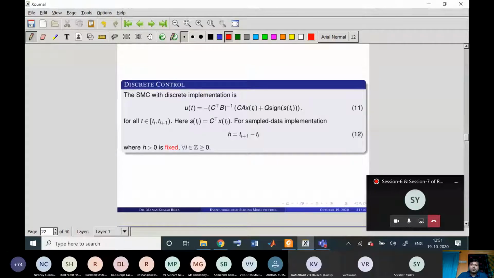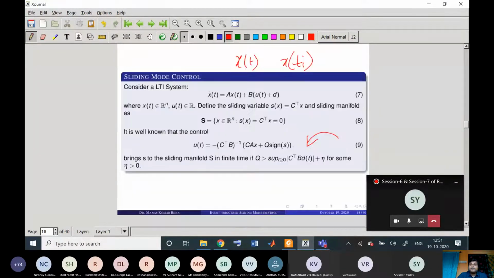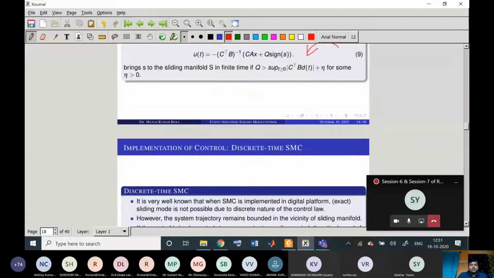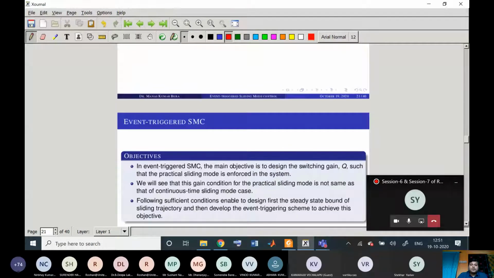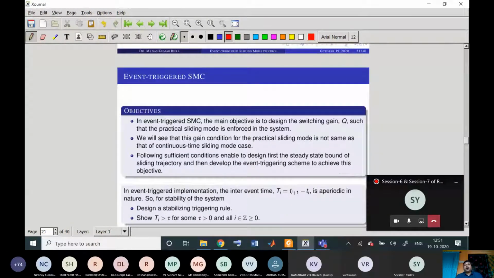Now you can think, if I implement this control law depending on the sampled value x of Ti, will this Q be the same as before, the control gain Q equal to norm of C transpose B dt plus eta? No. So again you have to reevaluate what the switching gain Q will be to stabilize the system when we depend on the sampled value x of Ti, which depends on the event.